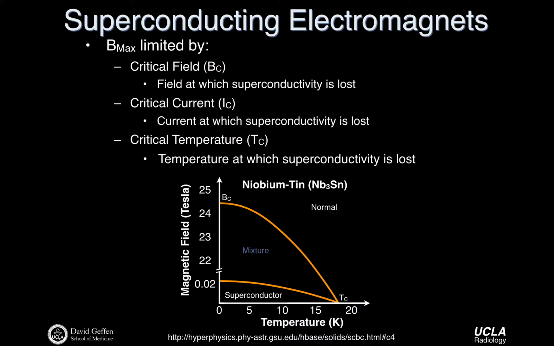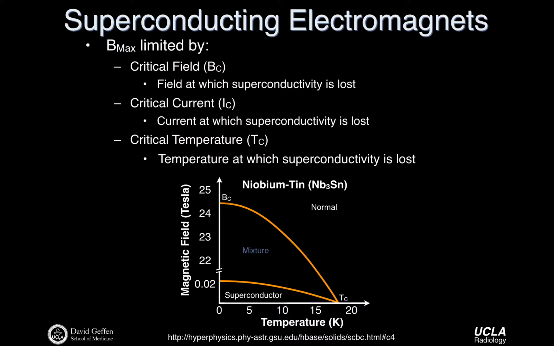We said this a little already. There's a maximum field that can be generated inside these superconducting materials themselves. And it's limited by the so-called critical field, the BC, the critical current, the IC, or the critical temperature, the TC. And so all of those things matter when you're building and constructing these kinds of systems.